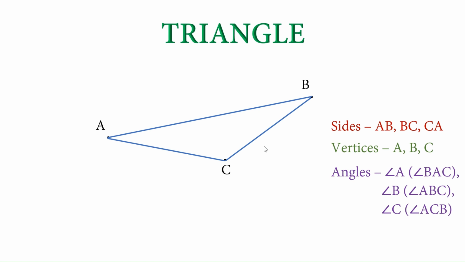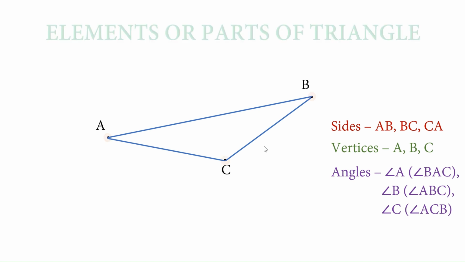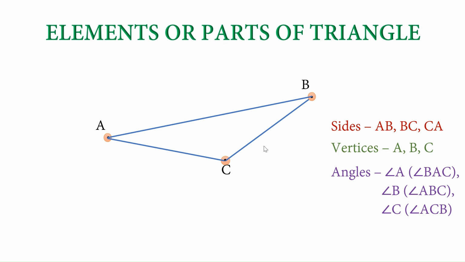Now, this particular triangle will have elements, or we can also call them parts of a triangle. We usually say there are six different elements for a triangle. Those are three sides and three angles of a triangle.